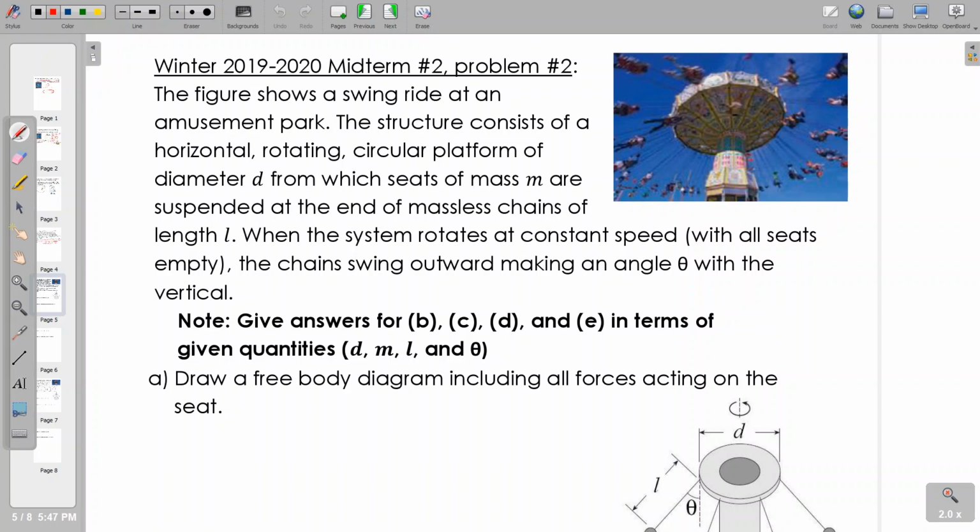The way that this amusement park ride works is that there is a swing ride. The structure consists of a horizontal rotating circular platform of diameter d, from which seats of mass m are suspended at the end of massless chains of length L. When the system rotates at constant speed with all seats empty, the chains swing outward, making an angle theta with the vertical. And you are asked to find a whole bunch of different quantities.